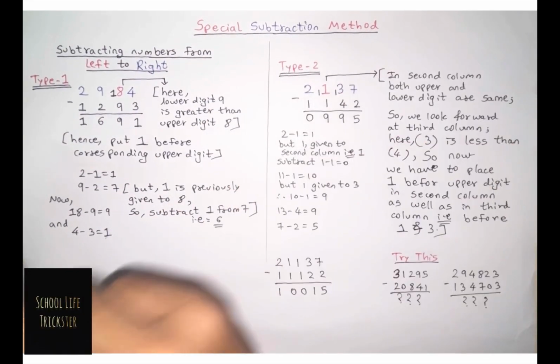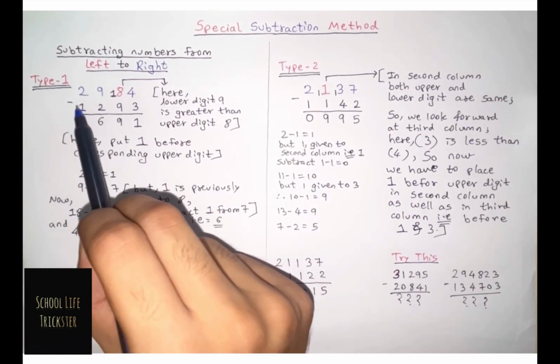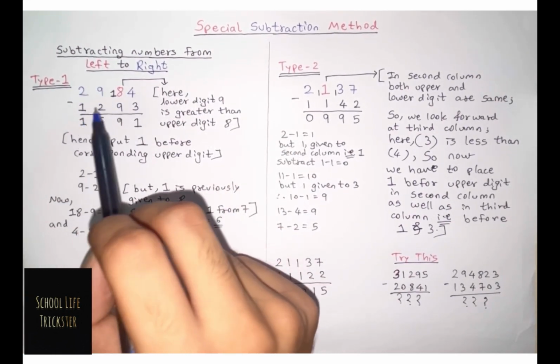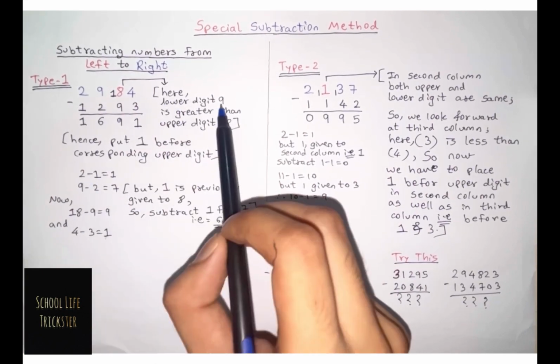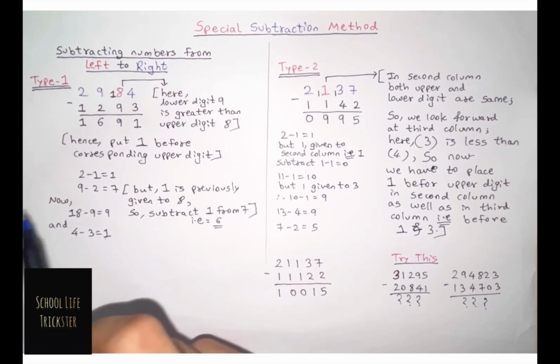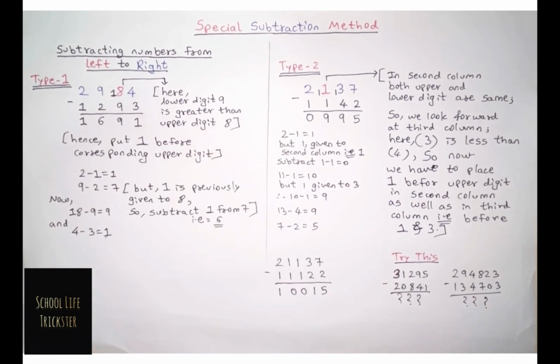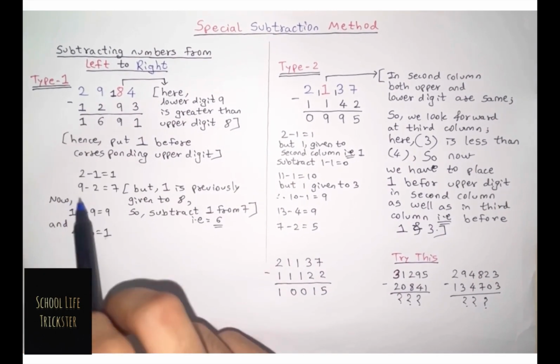Spatial subtraction method. Subtracting numbers from left to right. The question is 2984 minus 1293. Here the lower digit 9 is greater than the upper digit, that is 9 is greater than the 8. Hence we have to put 1 before the corresponding upper digit, that is we have to put 1 before 8.